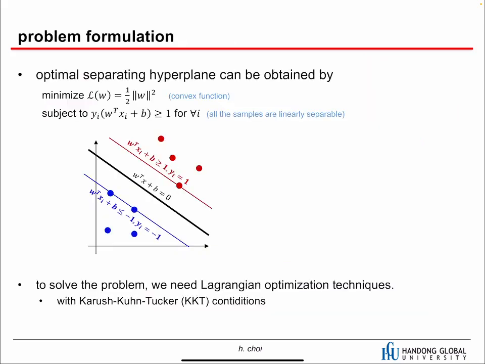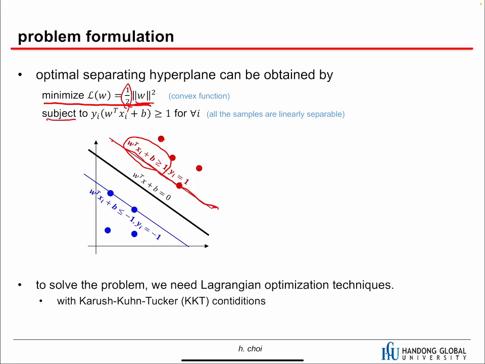Okay, so now we are going to formulate the problem with all the knowledge from the previous slide. First, we want to minimize this one. This constant is just there because when we take a derivative, it will cancel. So we just put this constant, but basically we want to minimize this one. Okay, but there is a constraint here. When we apply these samples to this equation, then it should be greater than or equal to 1. Okay, because this one is the smallest one.